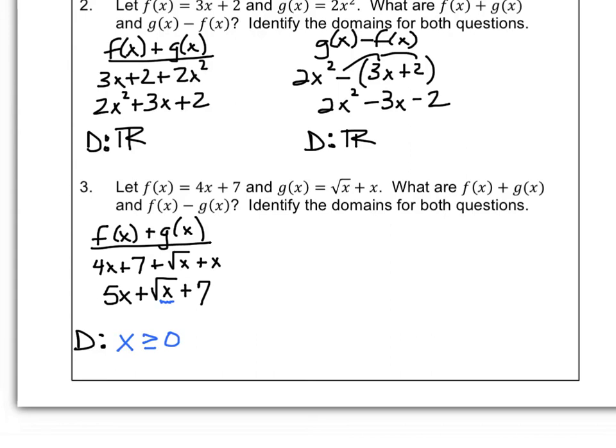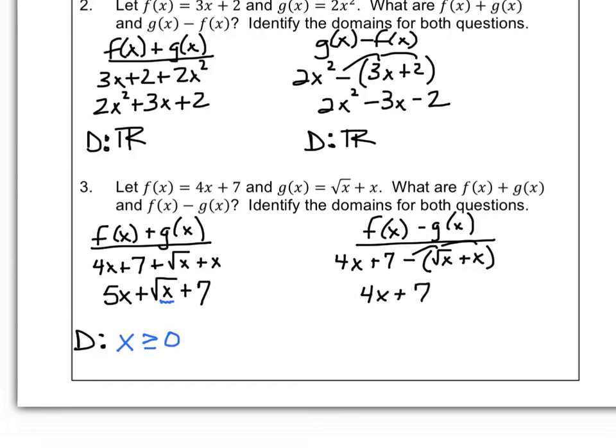Okay? All right, let's take a look at f of x now minus g of x. So f of x is 4x plus 7 minus g of x is the square root of x plus x. Distribute the negative. So 4x plus 7 minus the square root of x minus x. And 4x minus x is 3x minus the square root of x plus 7.